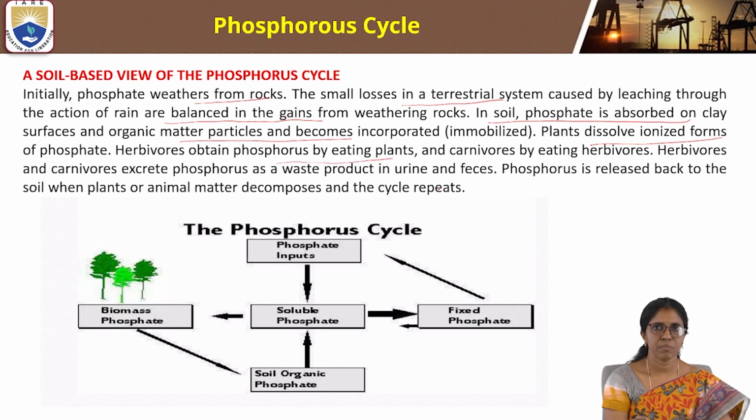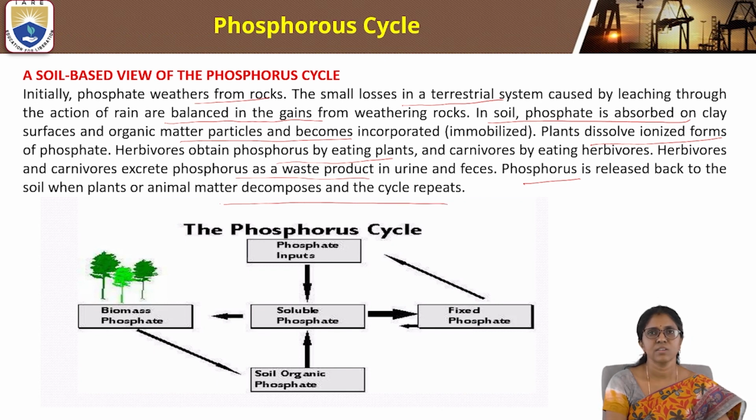Carnivores can get phosphorus by eating herbivores. Herbivores and carnivores excrete phosphorus as a waste product in urine and feces, and the phosphorus is released back to the soil. When plants or animals decompose, the decomposition also releases phosphorus into the soil, and the cycle repeats again. So this is the soil based view of the phosphorus cycle.